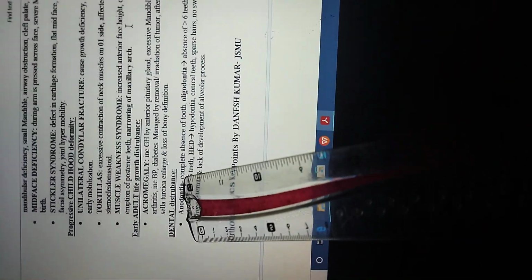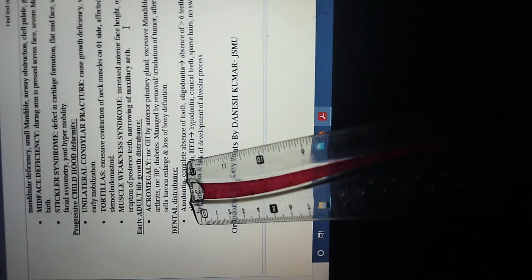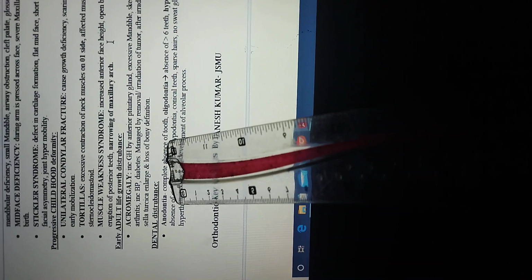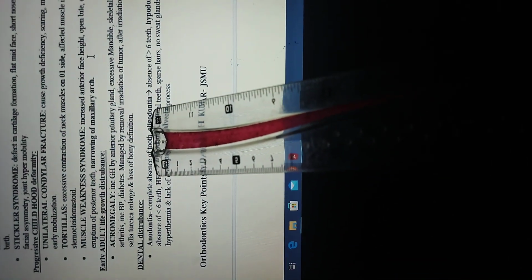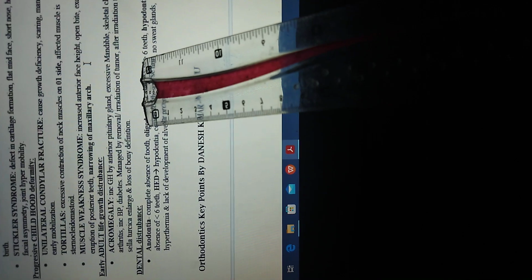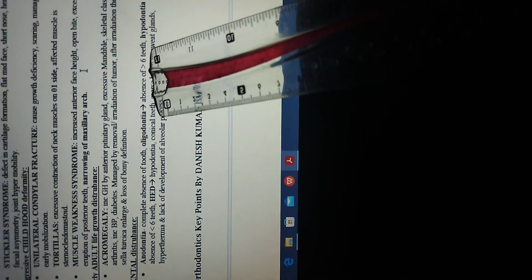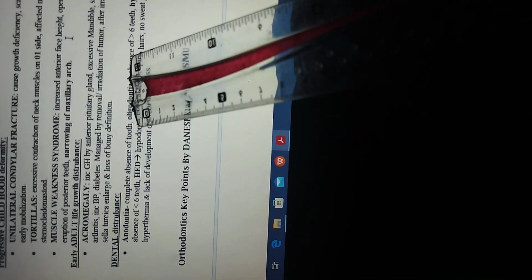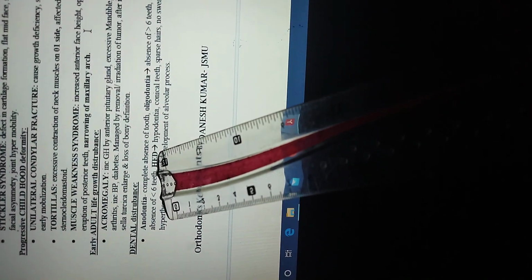Dental disturbances. First is anodontia. It is an important MCQ and important SEQ too. Anodontia is complete absence of teeth. Oligodontia is absence of more than 6 teeth. Hypodontia is absence of less than 6 teeth. Anodontia, complete absence. Oligodontia, absence of more than 6 teeth. Hypodontia, absence of less than 6 teeth.